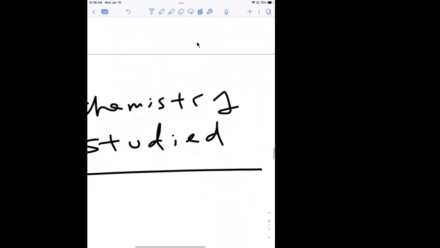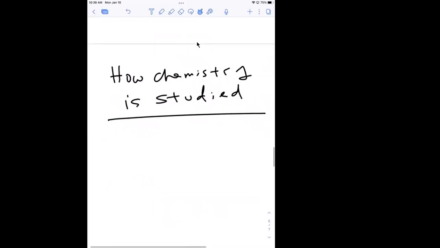Great question, by the way. All right, so let's talk about how chemistry is studied. And basically, it's studied in 3 domains.